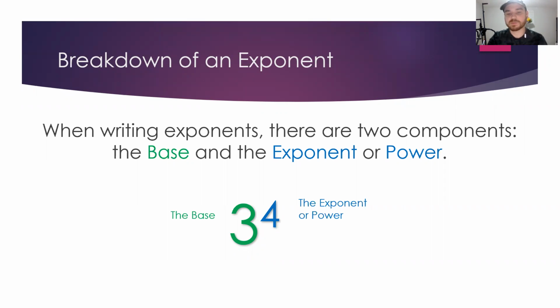Base is just the number being multiplied. Exponent or power is the number of times we're going to multiply it. So this whole thing together often gets referred to as an exponent. This can sometimes be referred to as an exponent on its own, or it will be the power. That'll be more common, generally speaking.